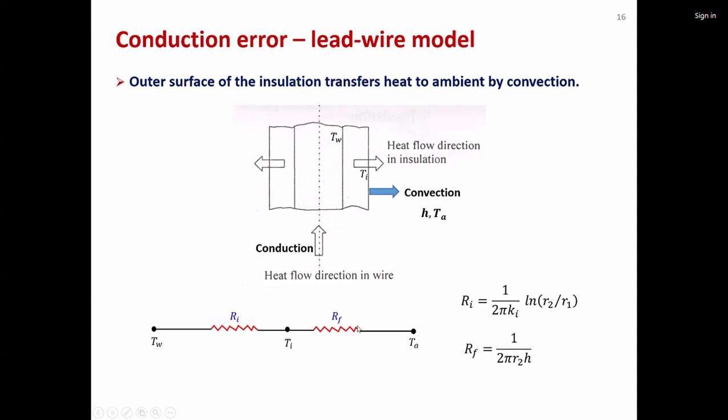And the expression for film resistance is basically 1 over A into H. And here you talk about a unit length. So you say the perimeter is 2 pi R2, unit length 1, into H. So this is 2 pi R2 into H. This is the film resistance.